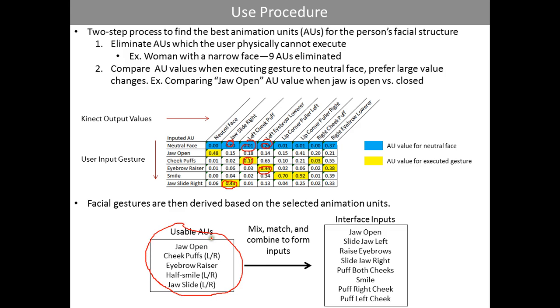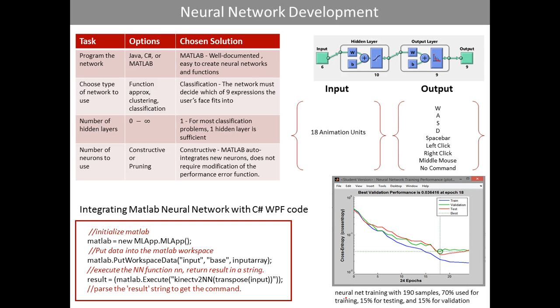From there, these are just raw actions, and I can mix, match, and combine them to form inputs. For example, there's a left half smile and a right half smile, and I can combine them together to create just one that's called smiling. So I can mix and match these animation units, which are deemed acceptable and easily recognized by the Kinect, to create inputs for the interface.